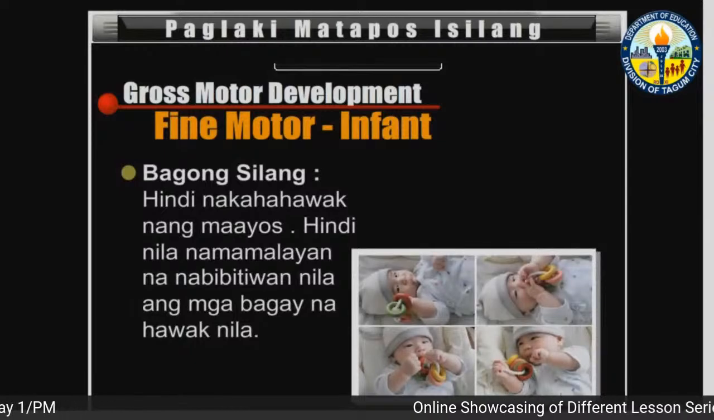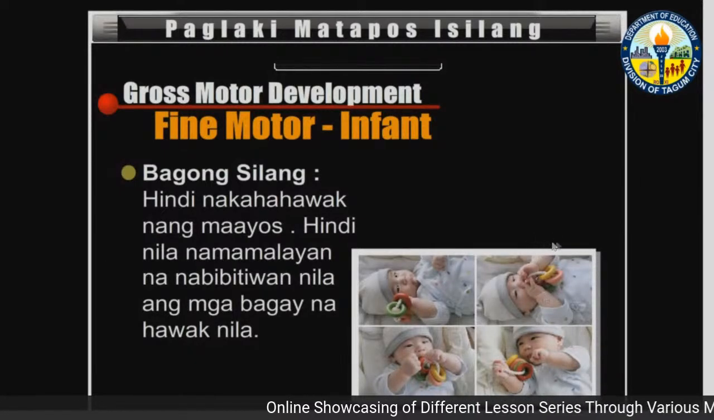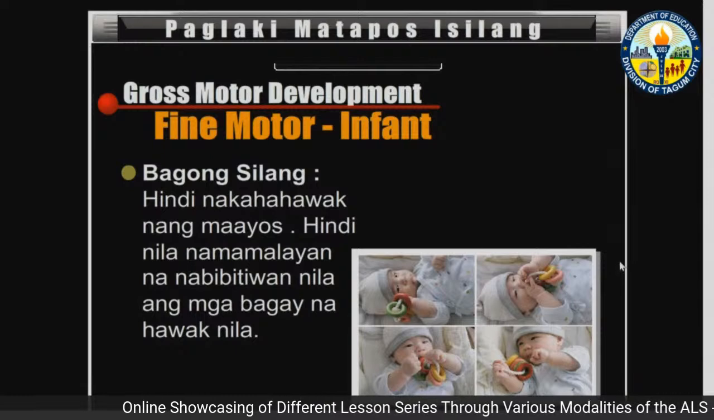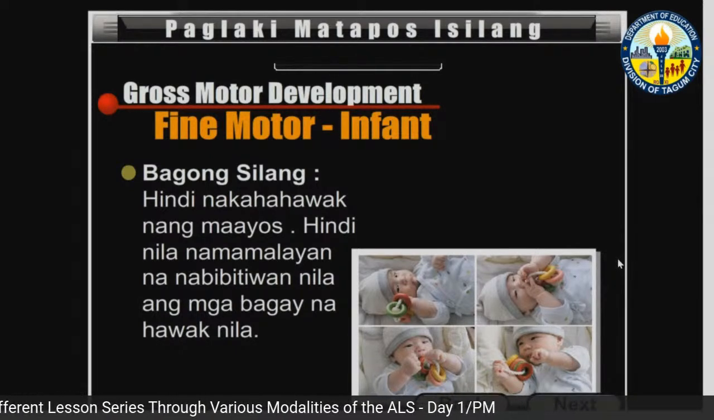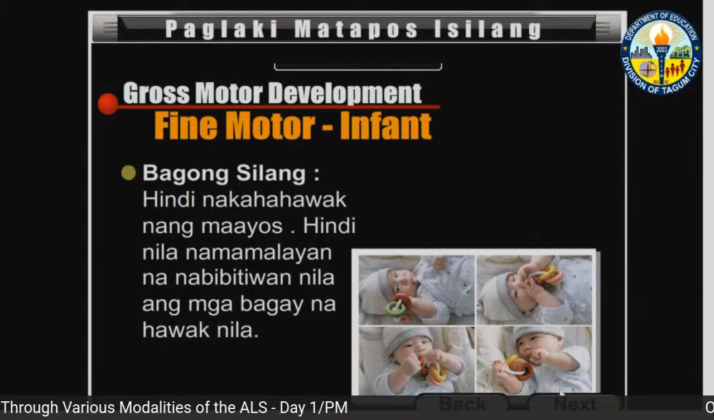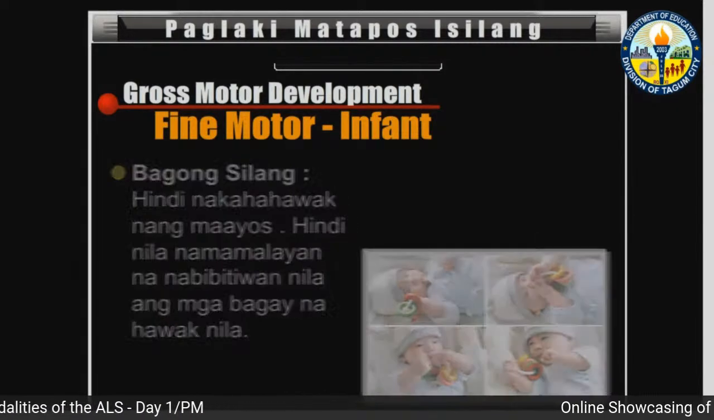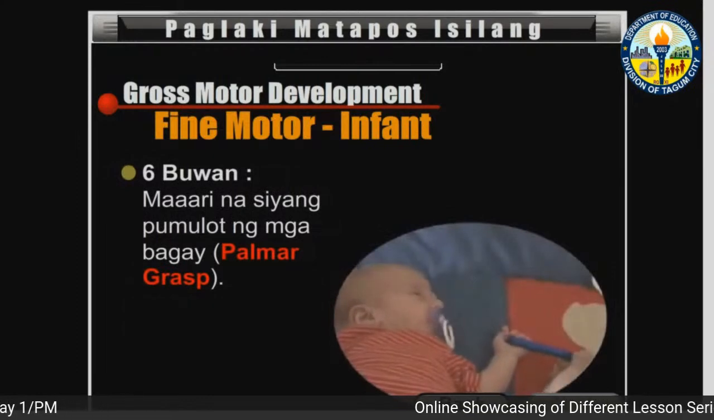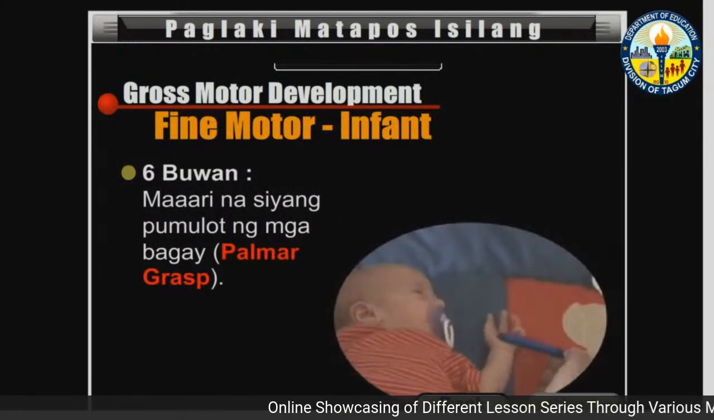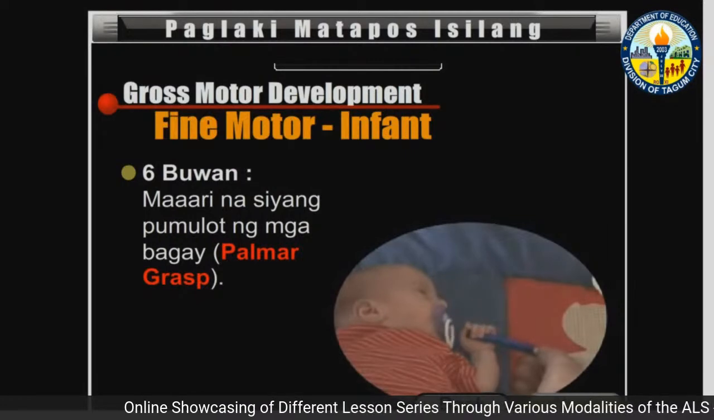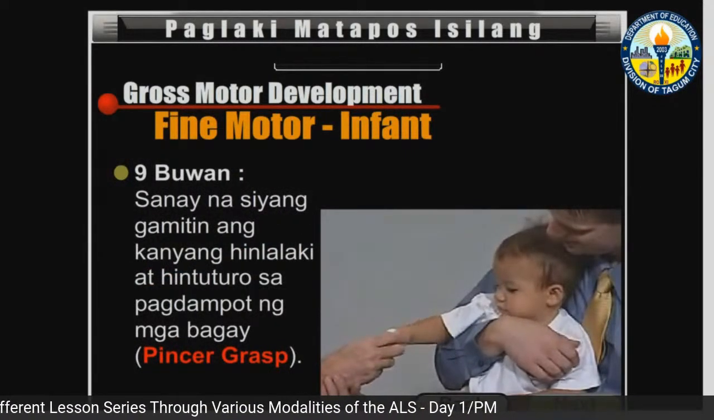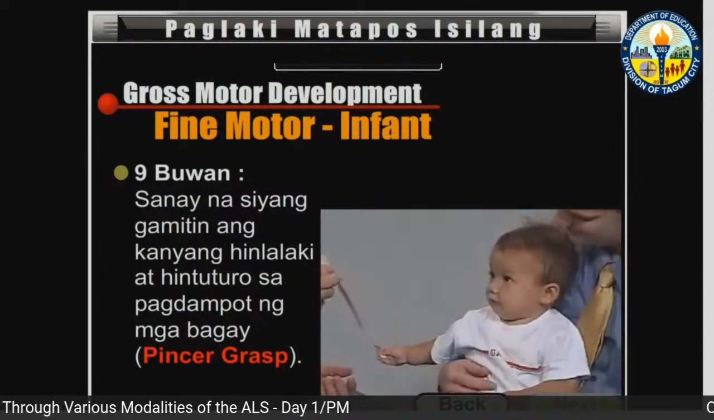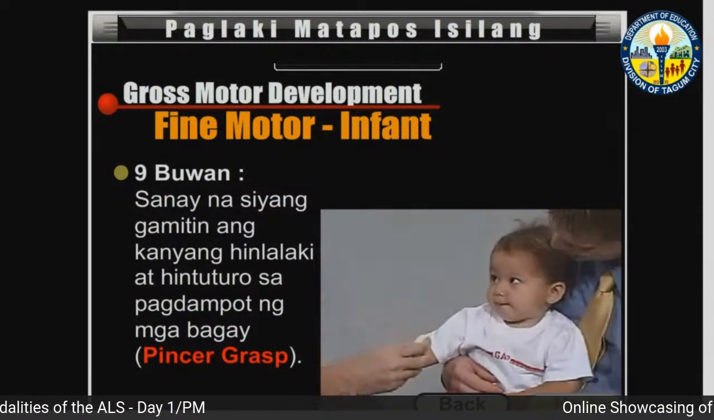Ang mga bagong silang na sanggol ay hindi nakahahawak ng maayos. Hindi nila namamalayan na nabibitiwan nila ang mga bagay na hawak nila. Sa 6 na buwan, maaari na siyang pumulot ng mga bagay. Sa 9 na buwan, sanay na siyang gumamit ng kanyang hinlalaki at hintuturo sa pagdampot ng mga bagay.